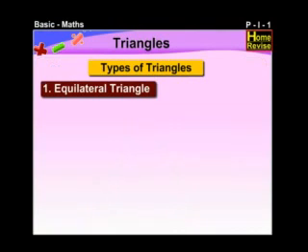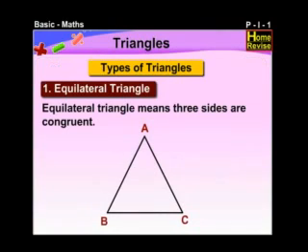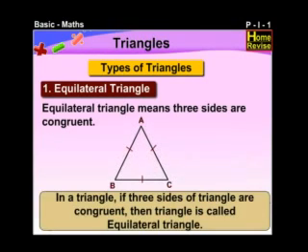Number 1, equilateral triangle. Equi means equal. Equilateral triangle means 3 sides are congruent. That is, in a triangle, if 3 sides of a triangle are congruent, then the triangle is called an equilateral triangle.